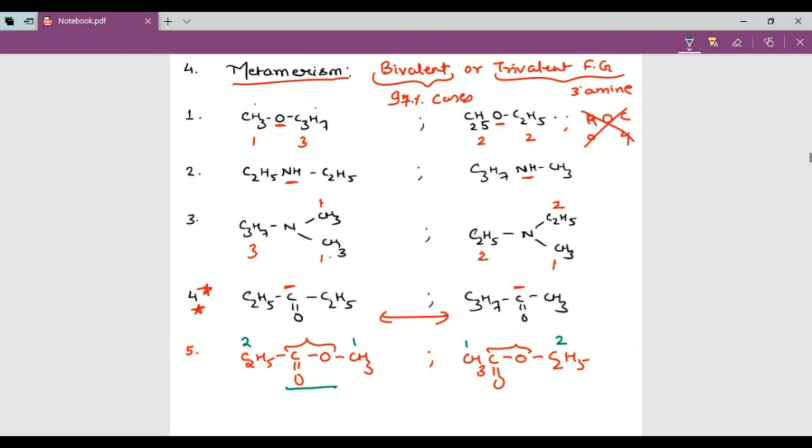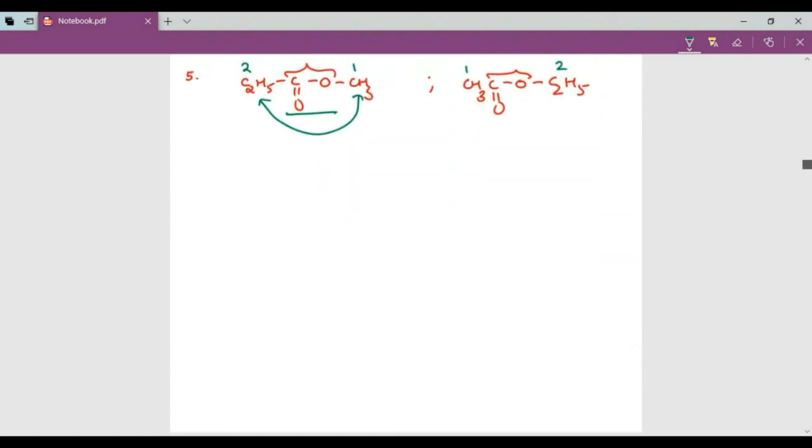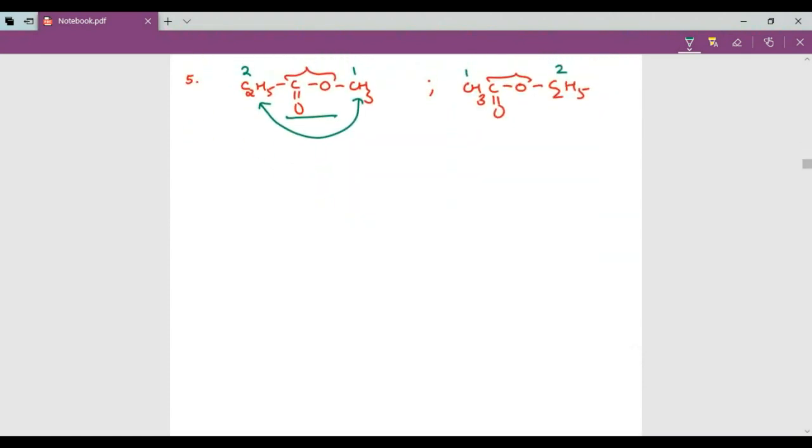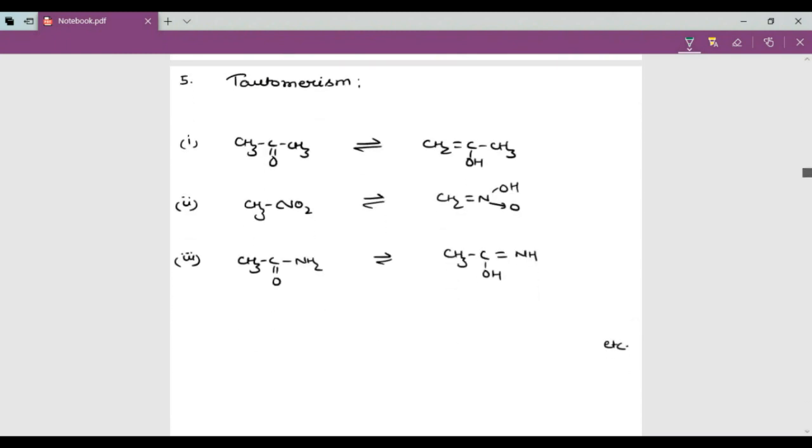So even in an unsymmetrical bivalent functional group, if you exchange the alkyls from one end to another, then also it is called metamerism. Okay, though the count distribution seems to be the same, the group with which each is attached will change their IUPAC names. This is methyl propanoate, this is ethyl ethanoate, and they are metamers of each other.